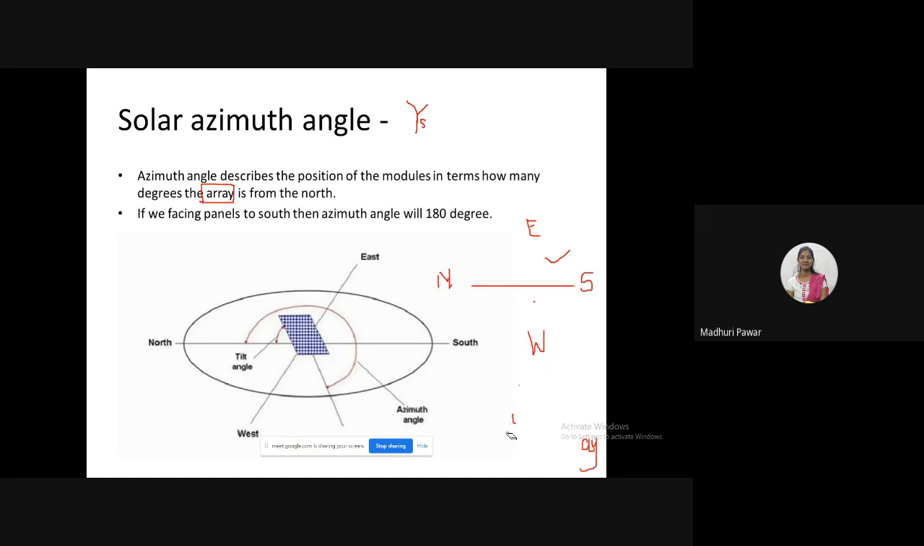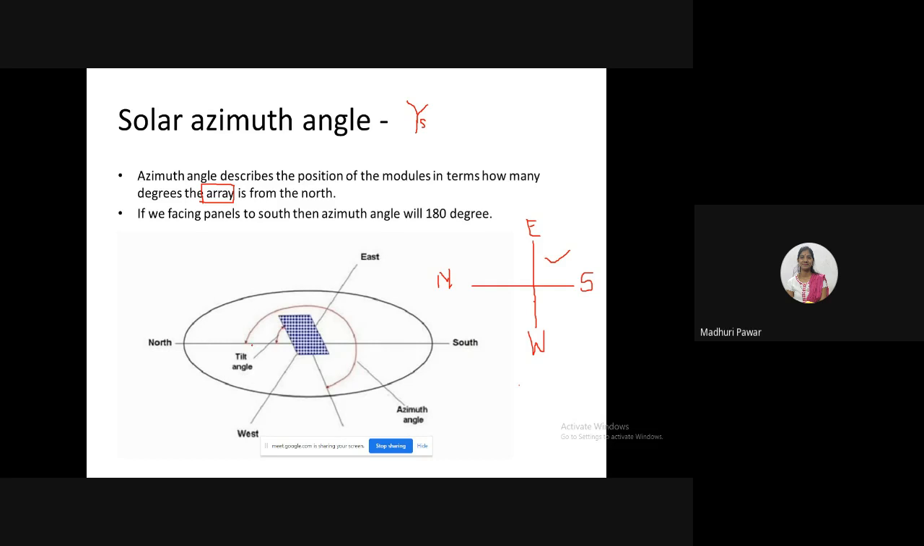For that reason, solar panels should be placed towards the south side. Then whatever solar rays are coming will fall on the solar panels during daytime. So the solar panel surface should be towards the south side. If we are facing the panels to the south, then the azimuth angle will be 180 degrees.